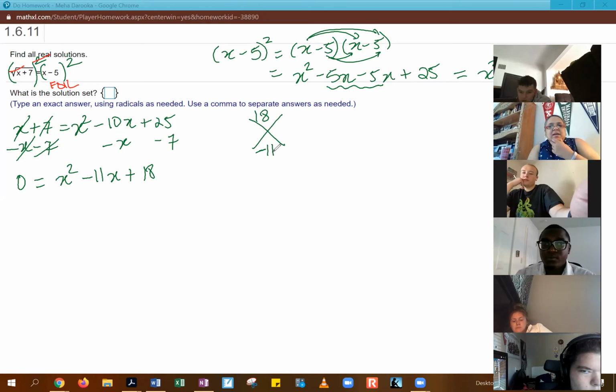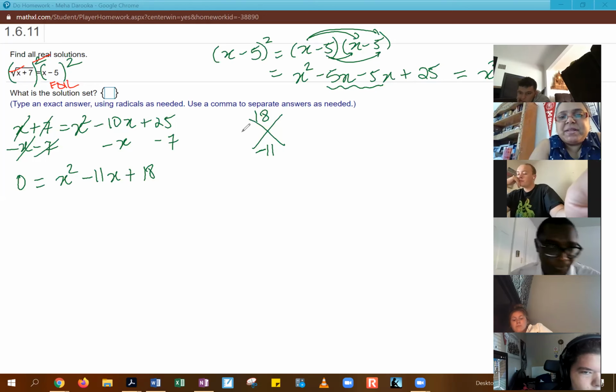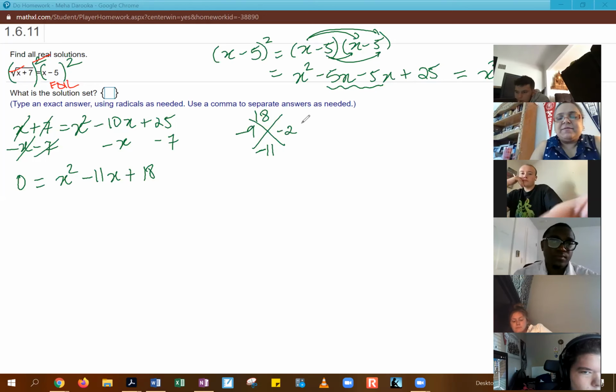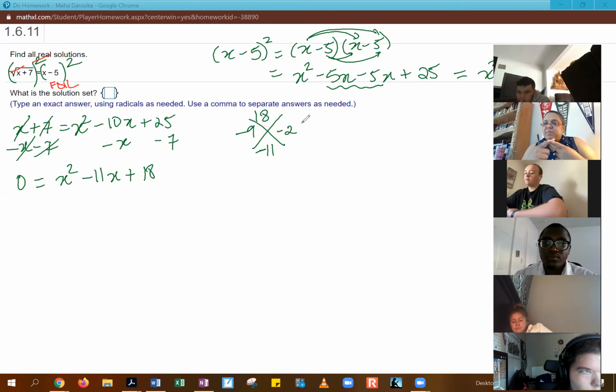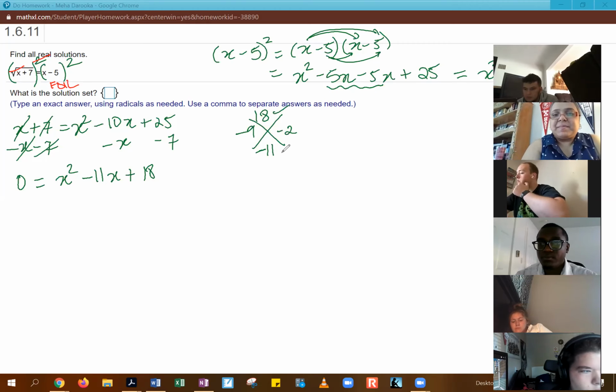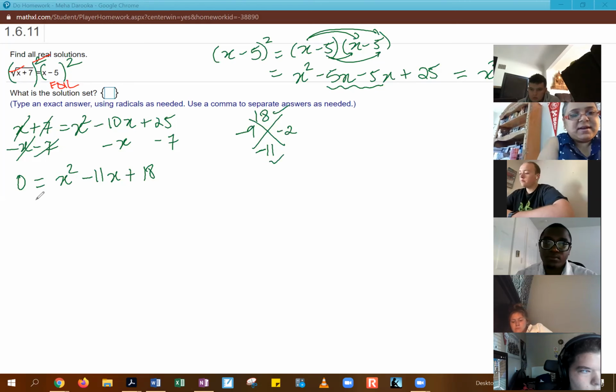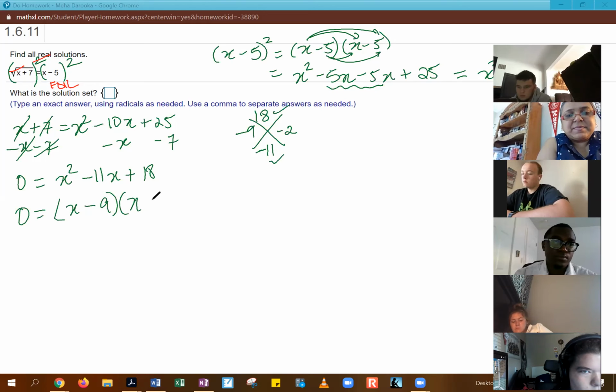So would 9 be positive? No, it'd be negative. Yeah, very nice, because you want both numbers to be negative, negative 9 and negative 2. So negative times negative will become positive, so we'll get 18 when we multiply them. But then when we add negative 9 and negative 2, that will add up to negative 11. Alrighty, very nice. So let's factor this guy into x minus 9 and x minus 2.